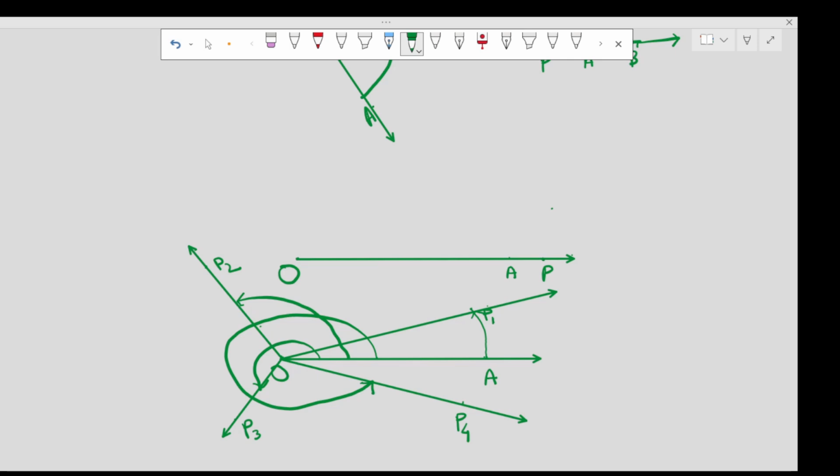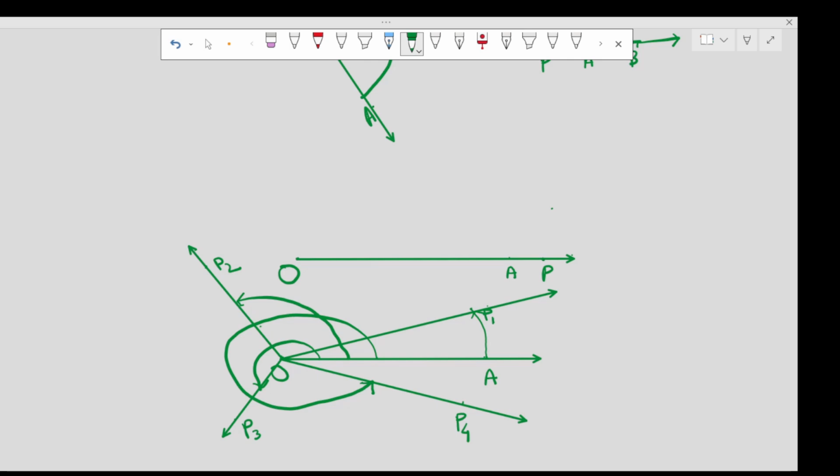See, the first angle is made by OP1, the second angle is made by OP2, and the second angle is greater than the first angle. The third angle, AOP3, is greater than the second angle. The fourth angle, AOP4, is greater than the third angle. If it revolves again and overlaps with OP4, then the measure of the angle will be 360 degrees.